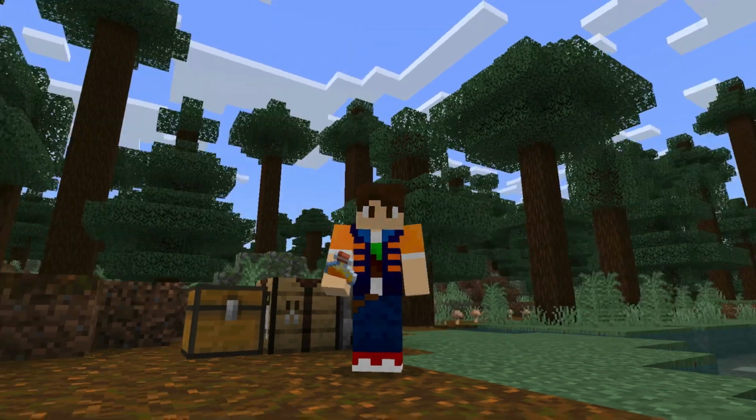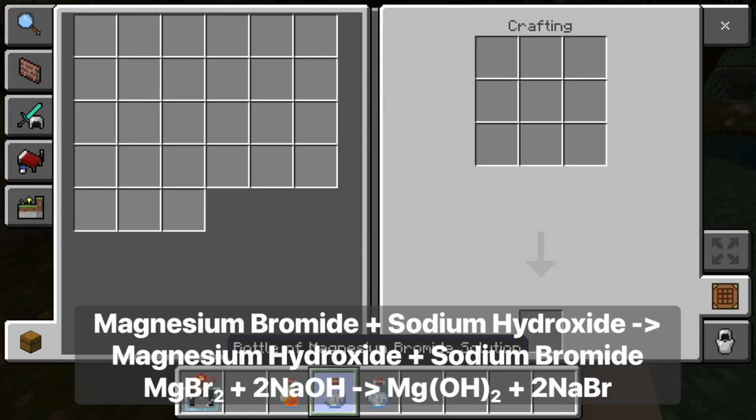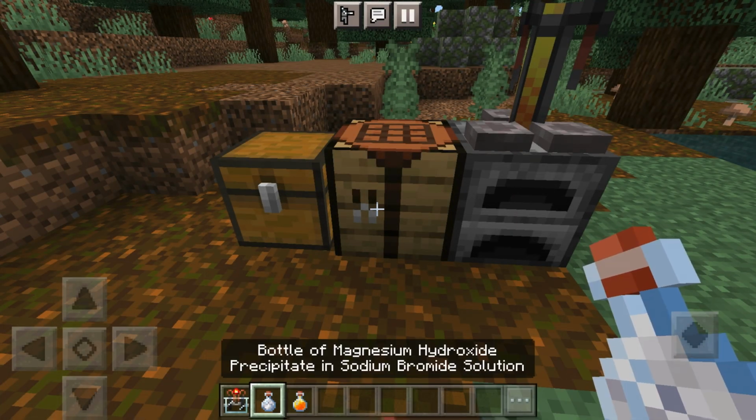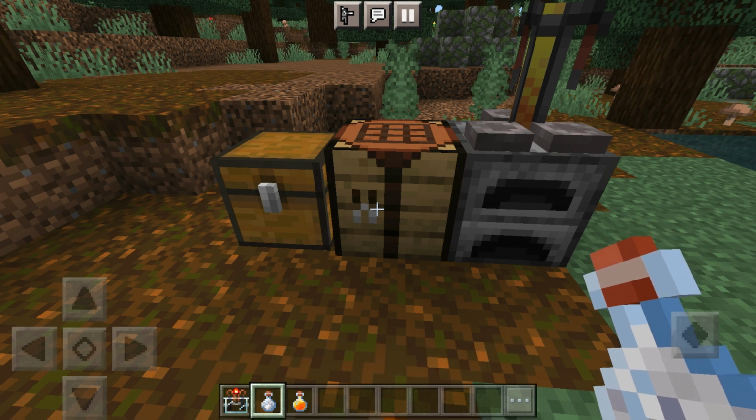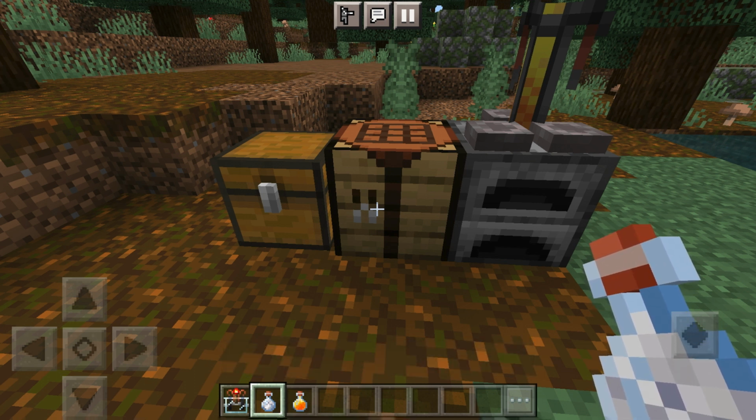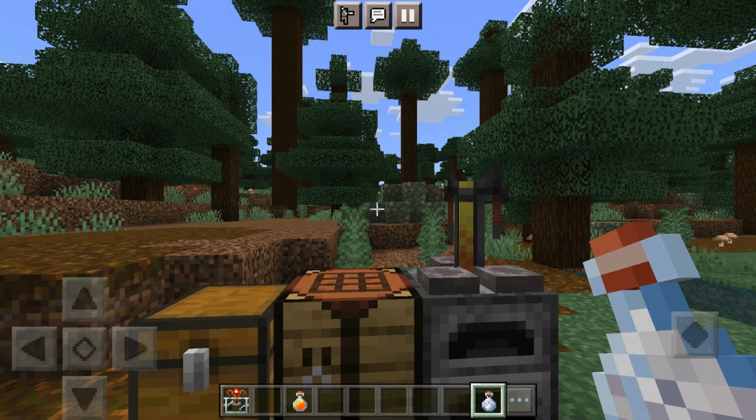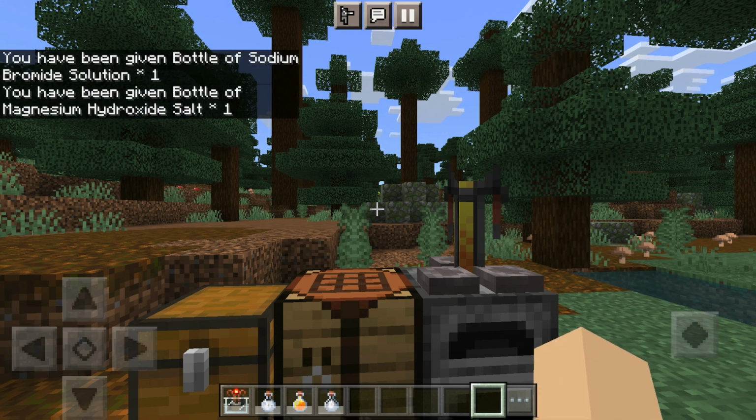Well, remember the magnesium bromide that we got earlier? See, if you were to mix magnesium bromide with sodium hydroxide, you would get sodium bromide and magnesium hydroxide, which is insoluble, meaning that magnesium hydroxide can't mix easily with water. Or dissolve, if you want to be scientifically accurate. And with that, we can also separate them and get the solution and the precipitate.